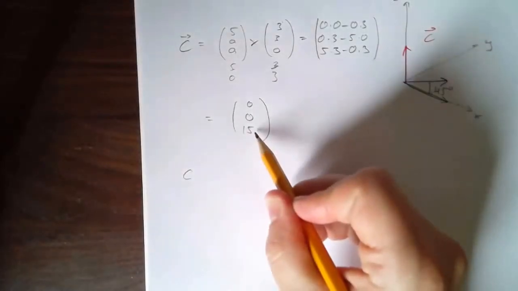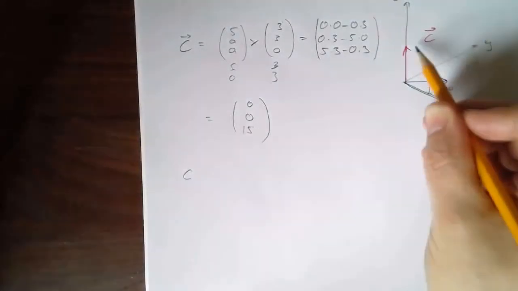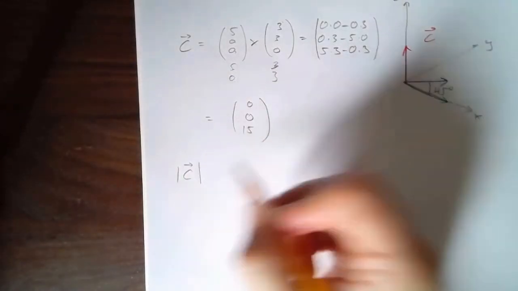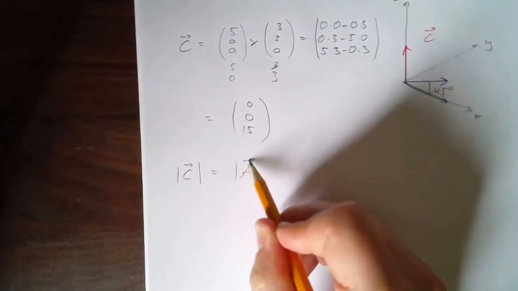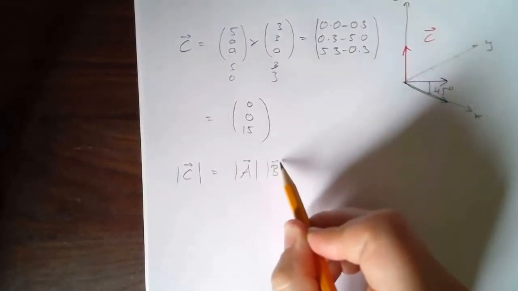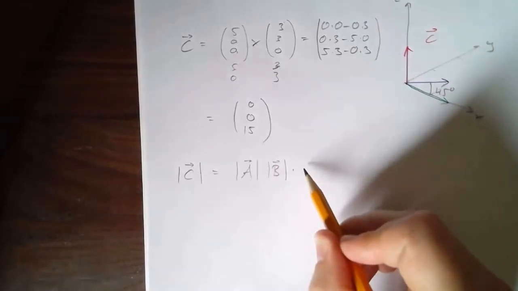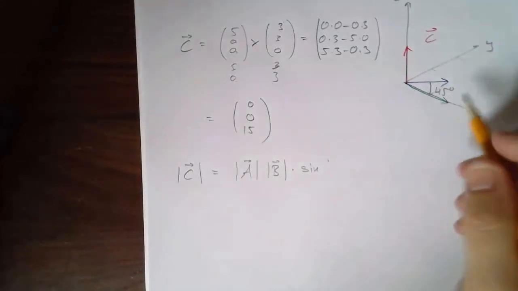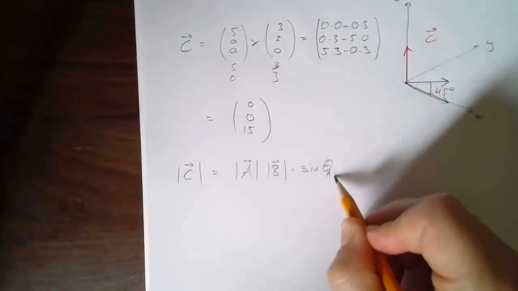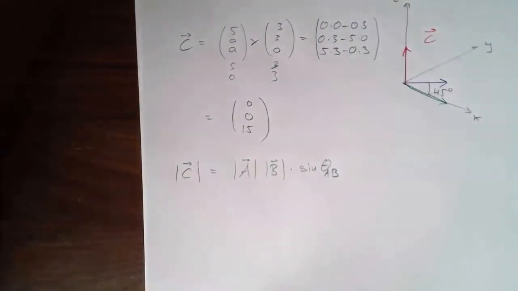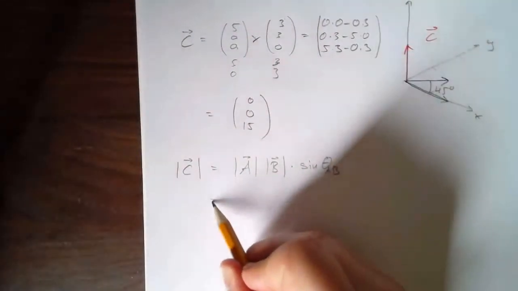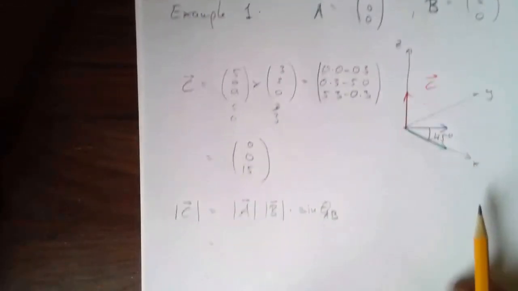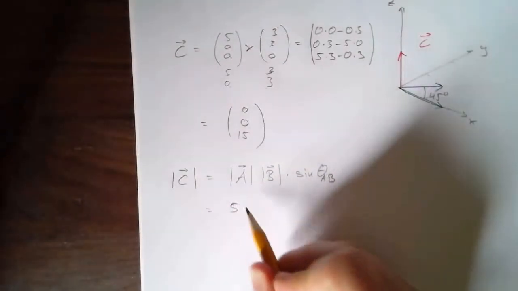So C, right, is in the Z direction only, like we drew, but 15 units long. So that matches the direction. What about the magnitude? Our claim is it's equal to this, and then it's the sine of the angle between them. In this case it's 45, theta AB. So the magnitude of A is 5. It's 5 long, right? The only component. Easy to calculate the magnitude.